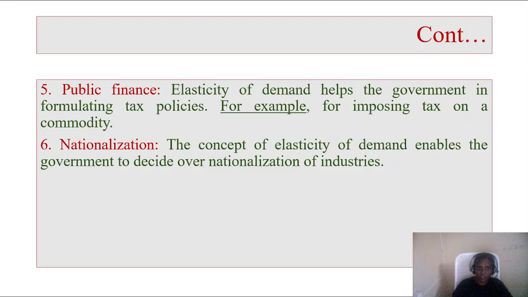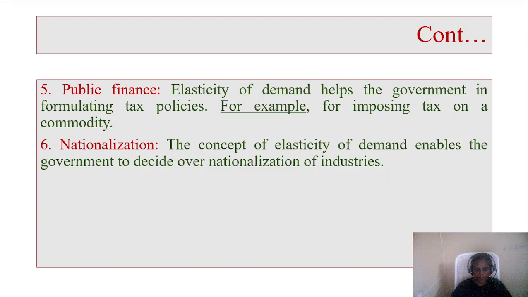Both of these make elasticity of demand very much essential for fixing the taxes for the commodities, for fixing indirect taxes, which we call public finance. So elasticity of demand is very much helpful for the finance side of a government.